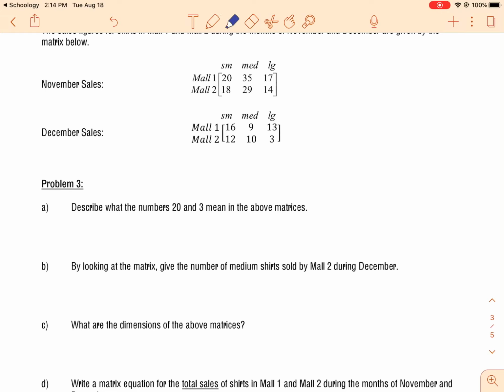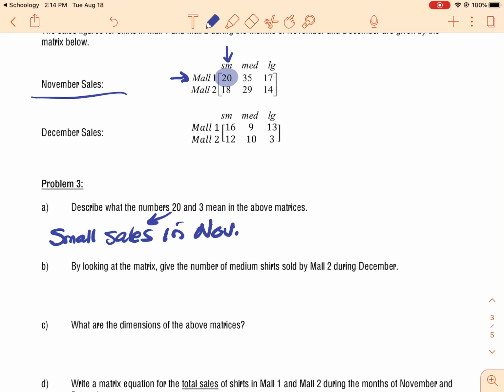So let's find the 20. There it is. And we're kind of thinking, okay, it's this column, this row, and that matrix. So if we're putting all of those together, the 20 would mean you had 20 small sales in November at Mall 1.